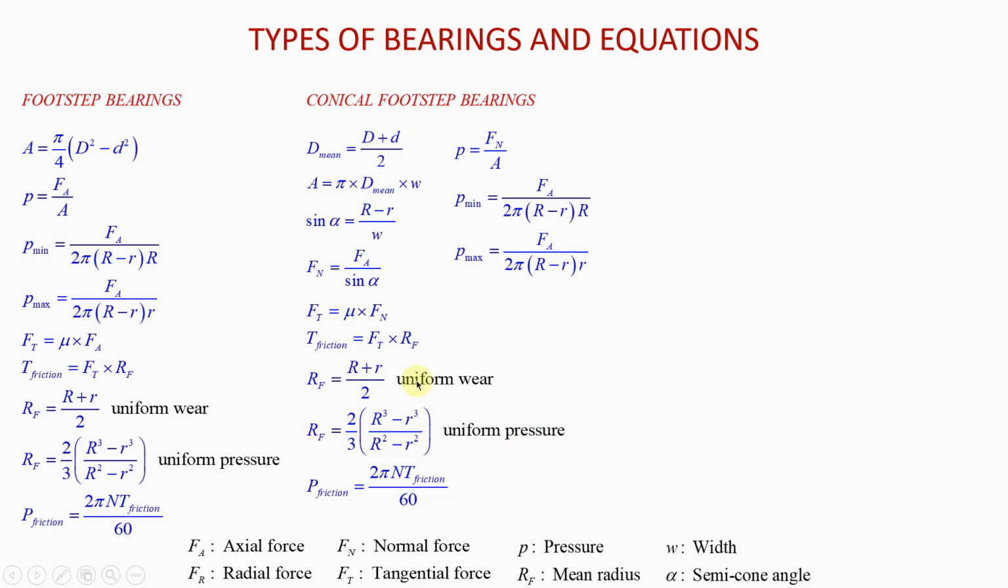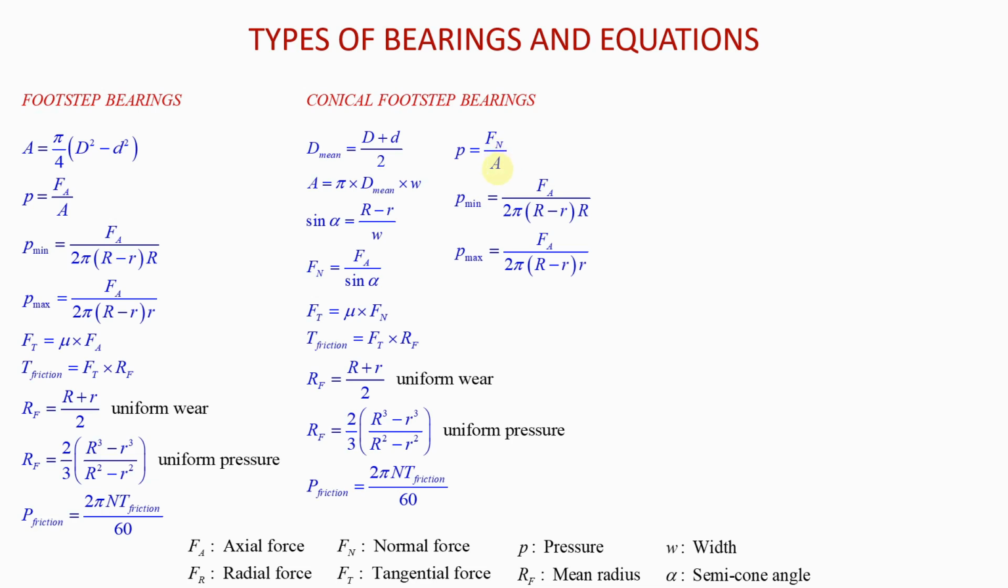And here I need to point out to you that to get the pressure, you need to divide the normal force by the area and not the actual force, okay, as was the case for footstep bearings. And the normal force is obtained by dividing the actual force by the sine of alpha. This alpha that you see here is the semi-cone angle, okay, in the conical footstep bearing. Alpha is the semi-cone angle.